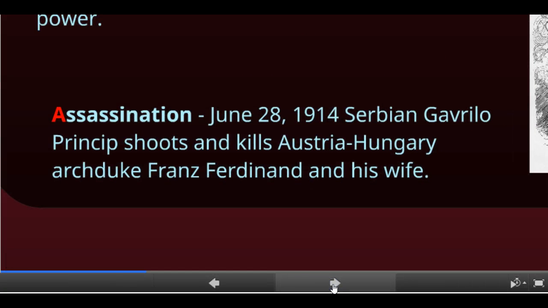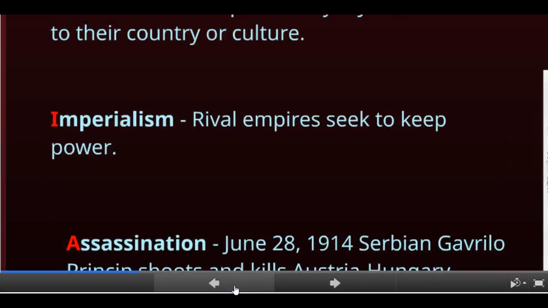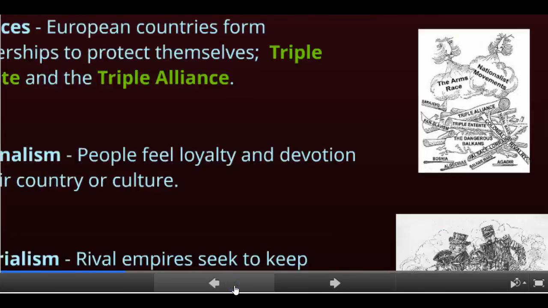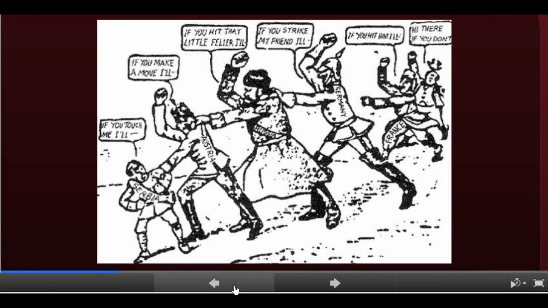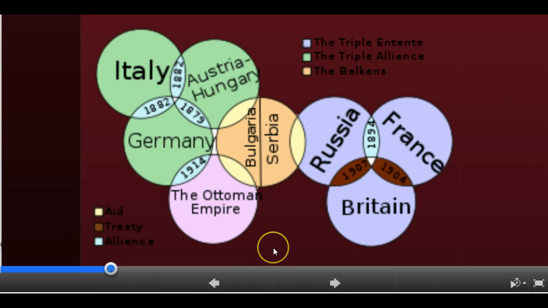Finally, we have the assassination of Archduke Ferdinand, who was shot on June 28th by the Serbian Gavrilo Princip. He shoots and kills the Austria-Hungarian Archduke Franz Ferdinand and his wife, and this sparks a chain reaction to the cause of the war. So if we go back a little bit to look at this political cartoon, it explains kind of what happened. We can go back even farther and look at our alliances.